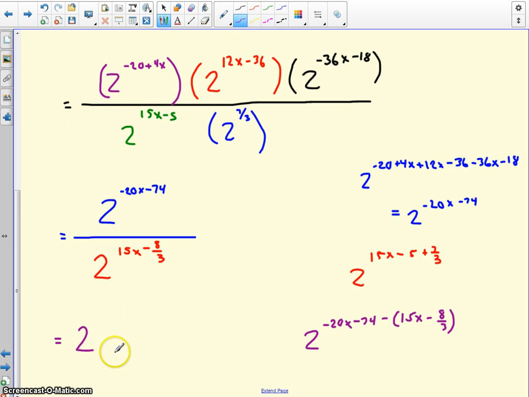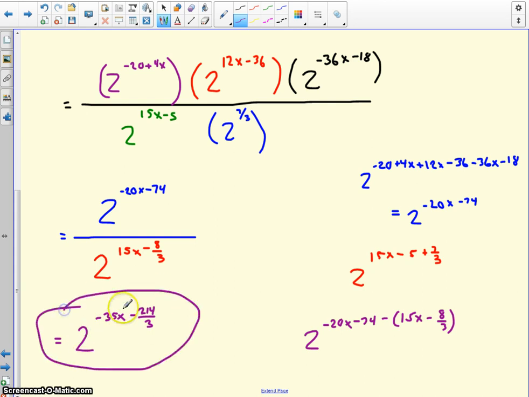Okay, and at that point, some quick math, or relatively quick math, should tell us that we're going to have 2 to the negative 35x, and then minus 214 over 3. Okay, so again, all this was just practice trying to get everything expressed as a single power. So again, this was not an equation. There's no x to solve for in here. But going forward, if you want to solve an exponential equation, we're going to need to be able to express things as a single power. Okay, so right now this is as far as we can take it.